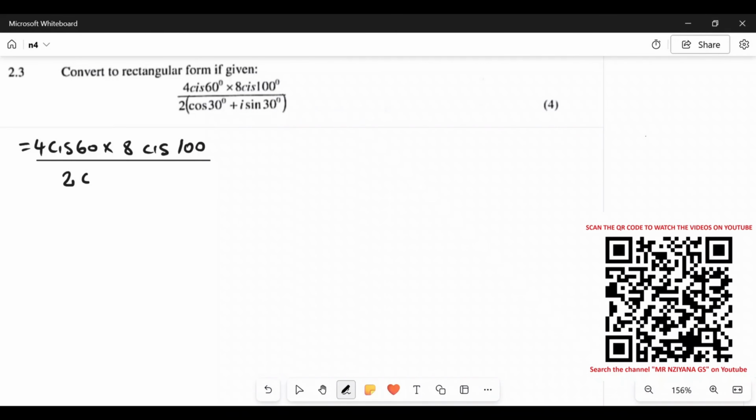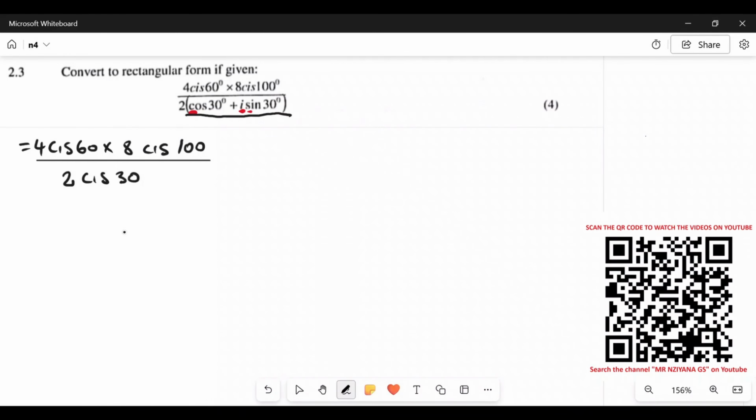2 cis 30. Okay. Cis stands for cos, i for imaginary, and sin for sine. Hence the word cis there. Just in case you didn't know. And this formula underneath here is a formula that we use in fact to convert from polar to rectangular, but more on that later.